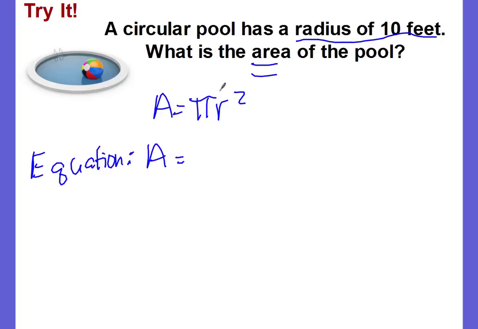Okay, did you write 3.14 times 10 squared? If you did, great job. Remember, when you write your equation, you're substituting the values. You're not doing any math at this point. You're just substituting values for the letters and the symbols. Now we can do the math. So go ahead, pause the video, solve it, come back and check your answer.